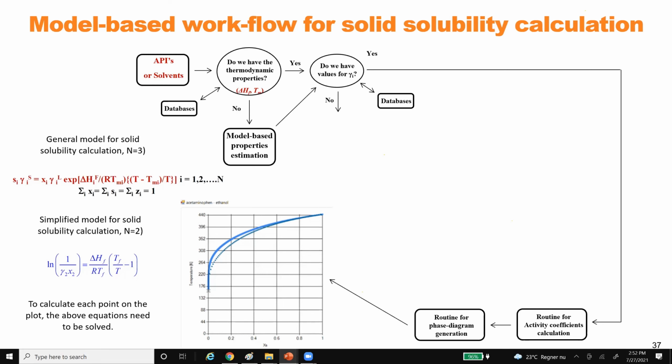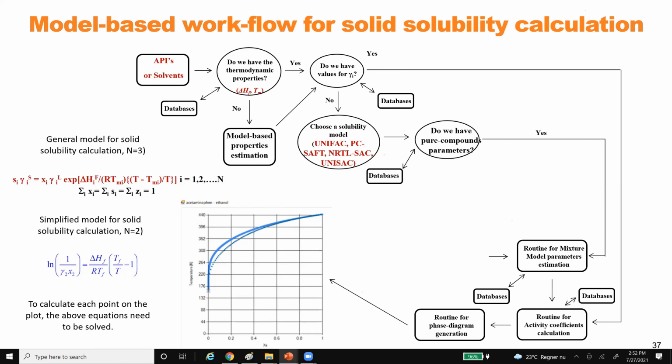We need the activity coefficient. Do we have a database? No. If it is yes, we go all the way and we have finished the calculation because we directly put the activity coefficient. It is unlikely we will do that. But we say that we don't have the activity coefficient. We need to calculate the activity coefficient. We go to UNIFAC, PC-SAFT, NRTL, UNISAC. All of these will give us the activity coefficient.